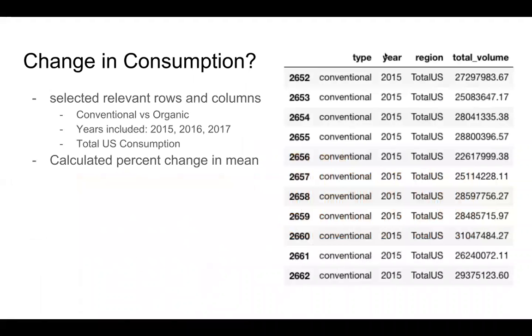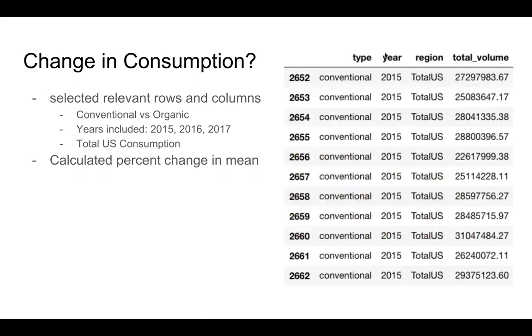Next, we want to determine whether there was a change in the consumption of avocados. To accomplish this, we used our data to create a pandas data frame and then utilized masking to select the rows and columns that satisfied specific conditions we believed to be relevant. As you can see in the sample data frame for conventional avocados in 2015, presented on the slide, our data frame included the type, year, region, and total volume columns.